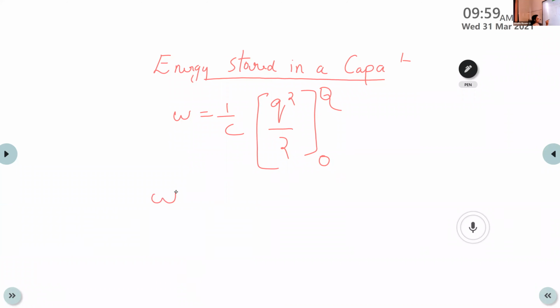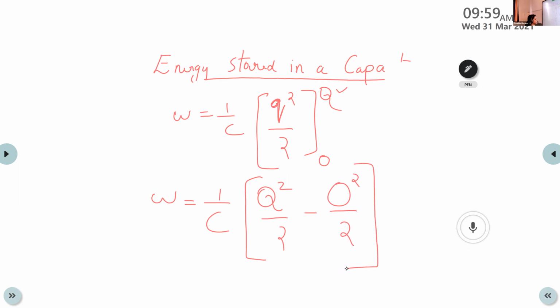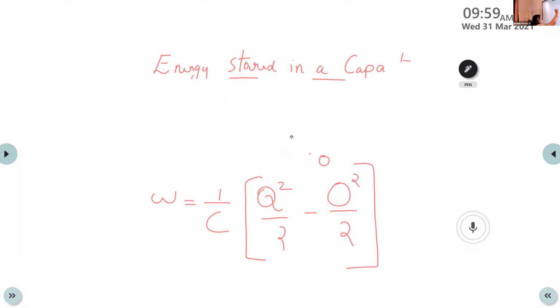So it becomes W is equal to 1 by c into, first we are applying the upper limit. So instead of this q, we can write capital Q square divided by 2 minus the lower limit, it becomes 0 square divided by 2. So the second term is cancelled. So we can write W is equal to 1 by c into q square divided by 2.